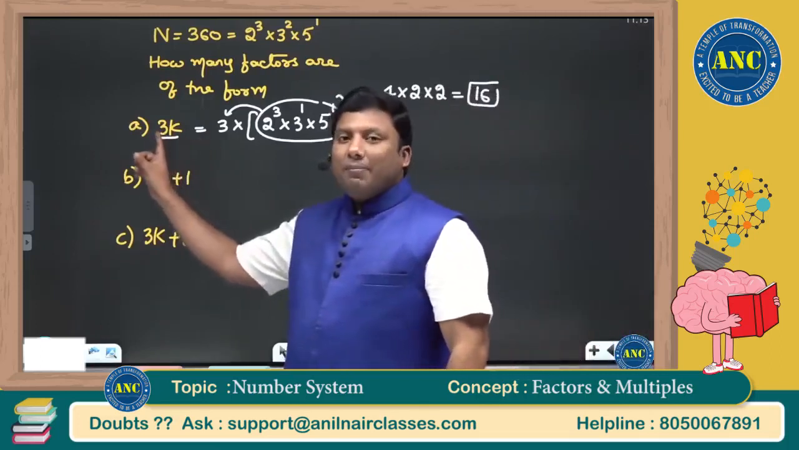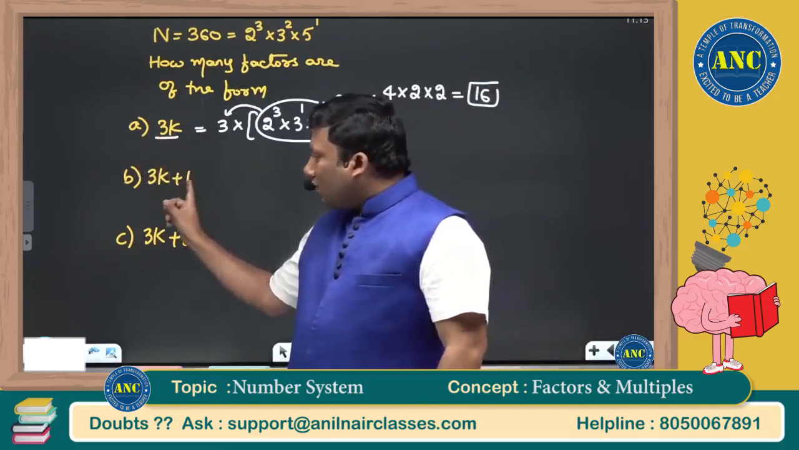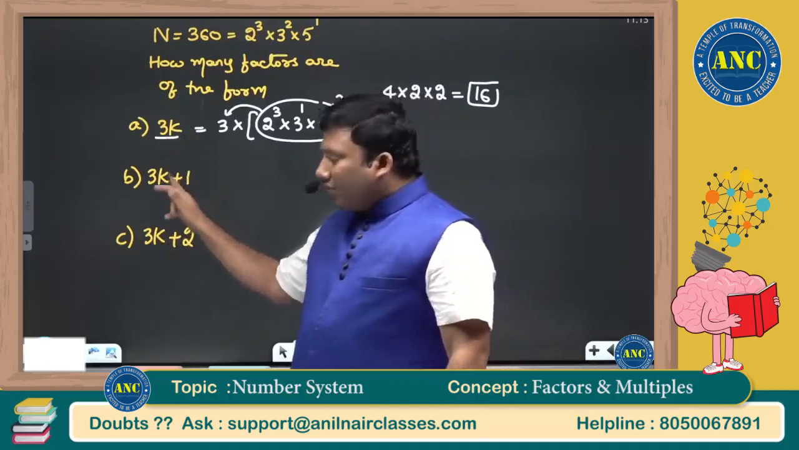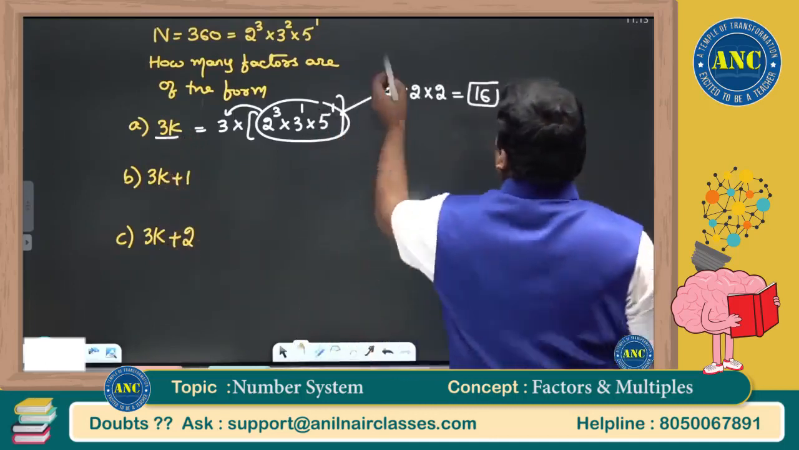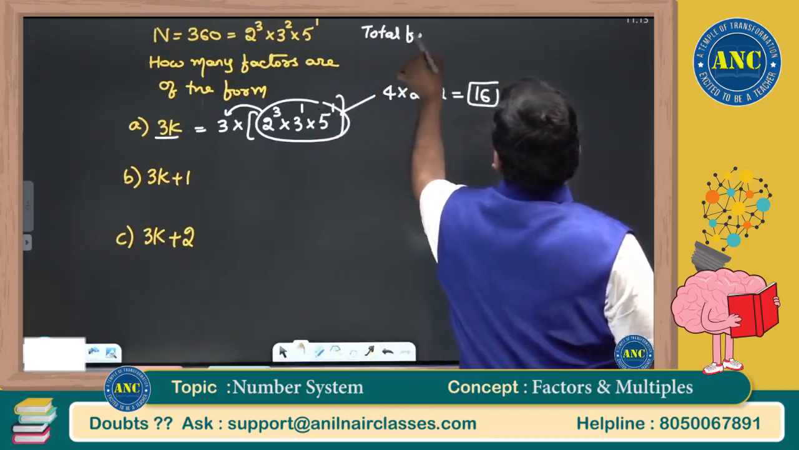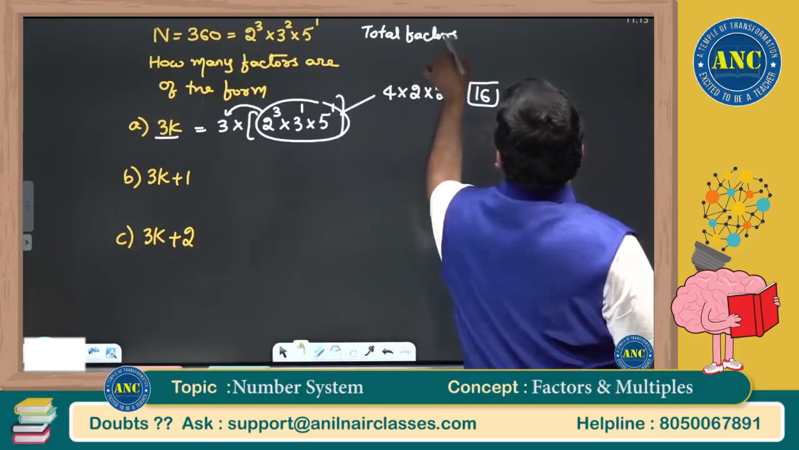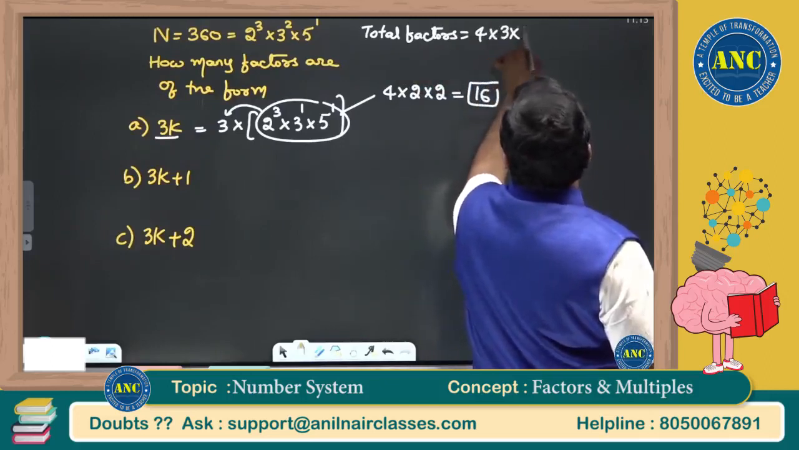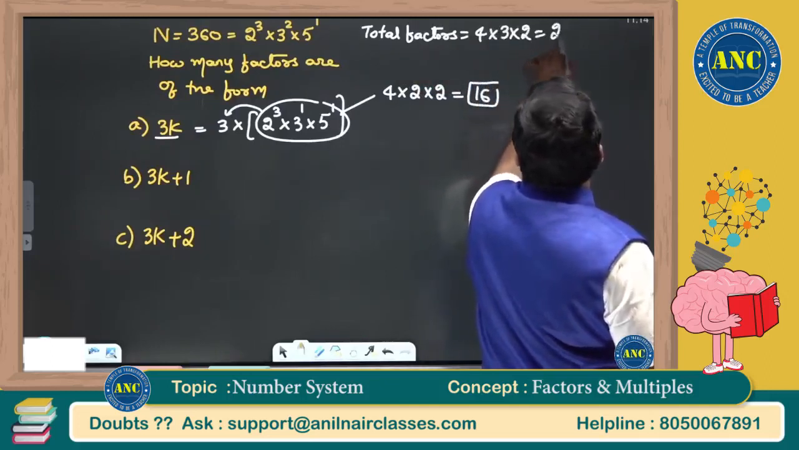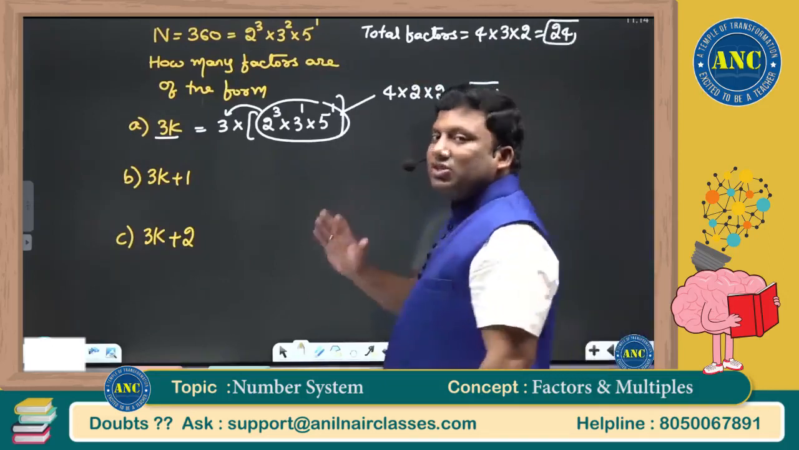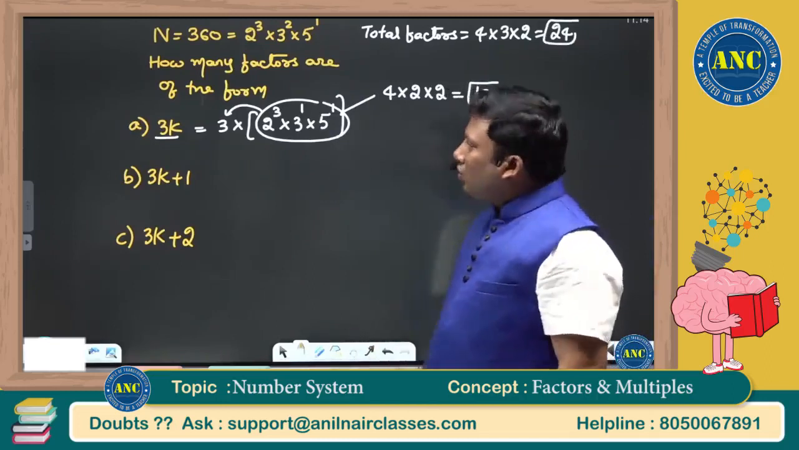When you divide a number by 3, you get remainder 0, remainder 1, remainder 2. Three possible remainders. That means the sum of the factors of the form 3k, 3k plus 1, 3k plus 2 should be equivalent to the total factors: 0 to 3, 0 to 2, 0 to 1. 4 into 3 into 2, it is 24. The total sum of these 3 should be equal to 24.